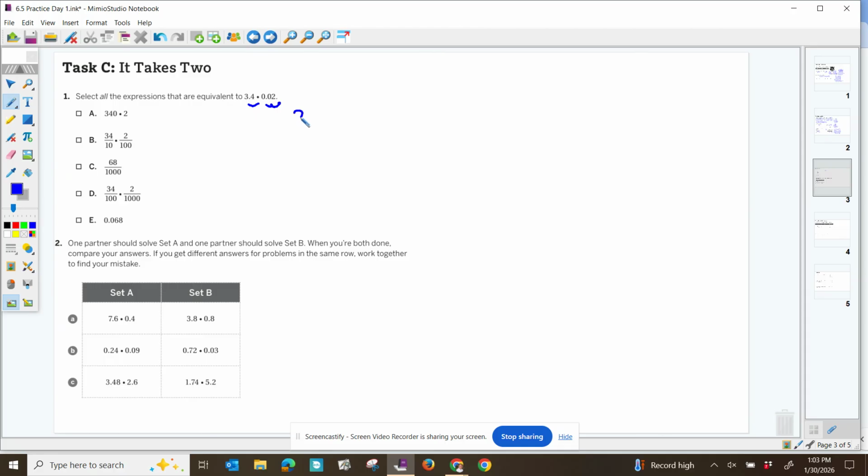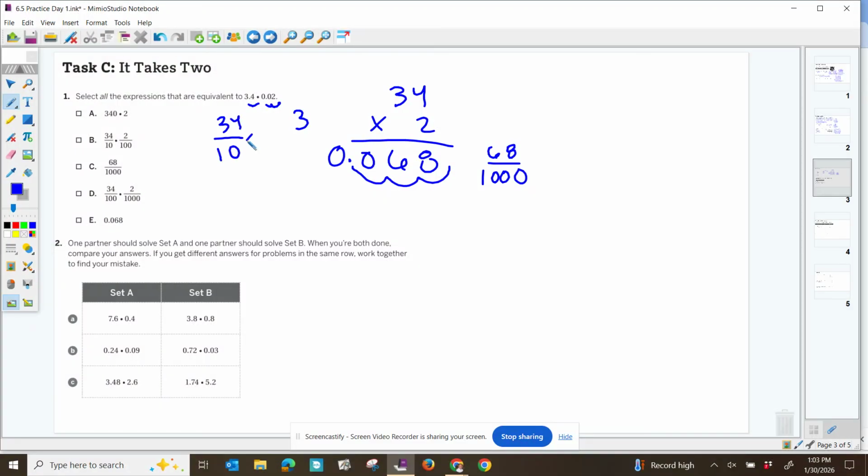1, 2, 3 decimal places. I've got 34 times 2 is 68. I mean, that's not too hard, but there's 3 decimal places. 1, 2, 3. I get 0.068, which is also known as 68 thousandths. This would have been 34 tenths times 2 hundredths. Let's see, it's definitely not that one. That is definitely B. 68 thousandths is C. Definitely not D.